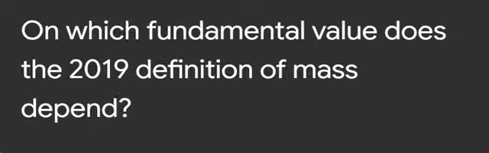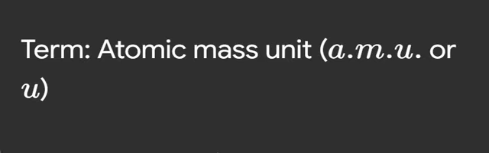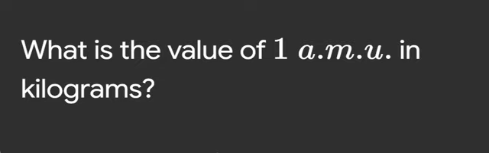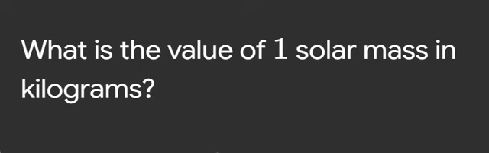How was 1 kilogram originally defined in 1889? On which fundamental value does the 2019 definition of mass depend? Very important question. How many kilograms are in 1 quintal? How many kilograms are in 1 metric ton? Define atomic mass unit. Its symbol is AMU, or simply we can write small letter u. 39th question. What is the value of 1 AMU in kilograms? What is the value of 1 solar mass in kilograms?